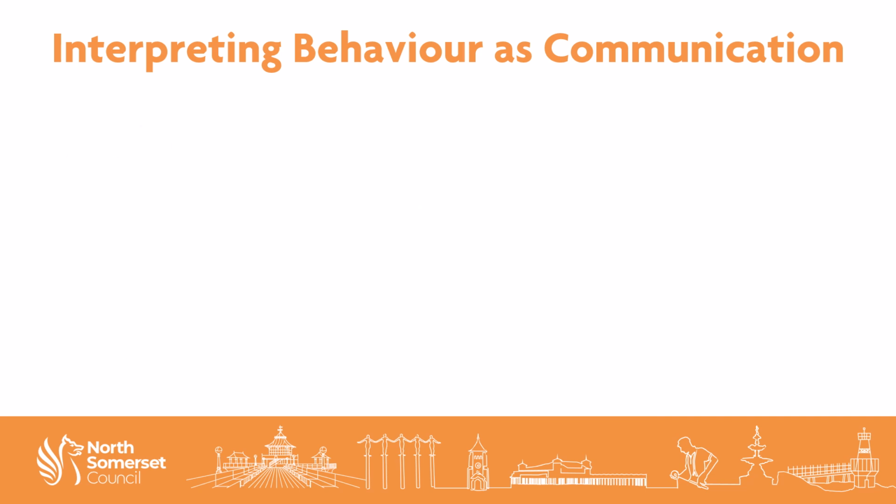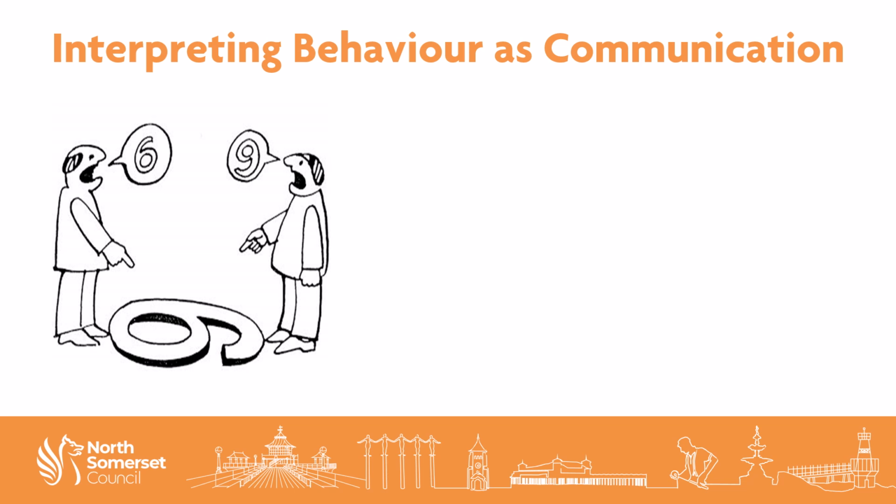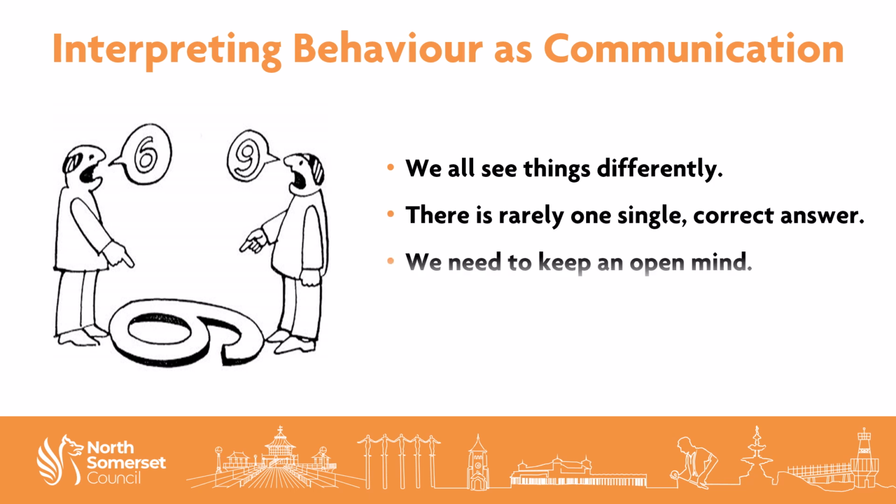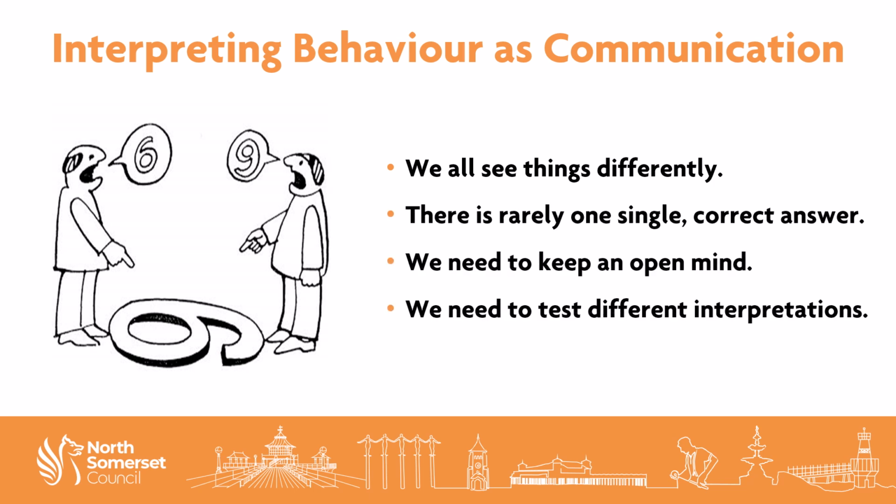So the key message from this process is, children's behaviour is open to interpretation. Young children can't tell us what they need, so we need to keep an open mind. We need to test our different guesses about children's underlying needs until we notice a positive effect on their behaviour. And this will relieve frustration for them and the people around them.